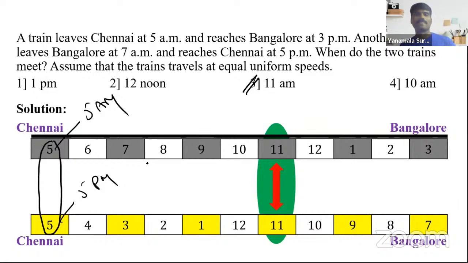11 a.m. is the correct answer. 5 p.m. or 5 a.m. is absolutely wrong. Even though the times are common, a.m. and p.m. cannot be the same. Okay, so that's all regarding the second part on problems on trains. Hope it was clear for everyone.